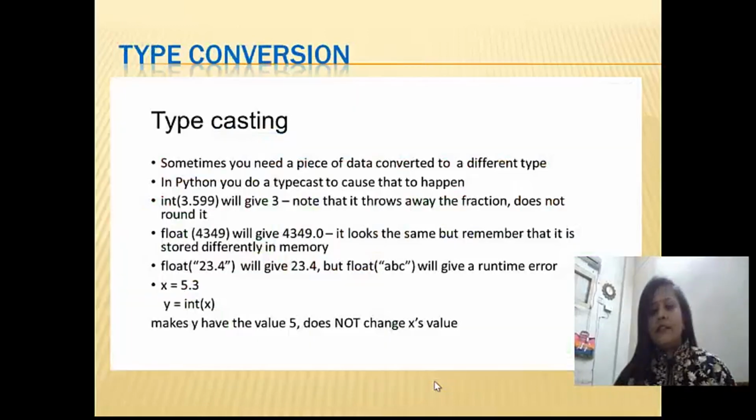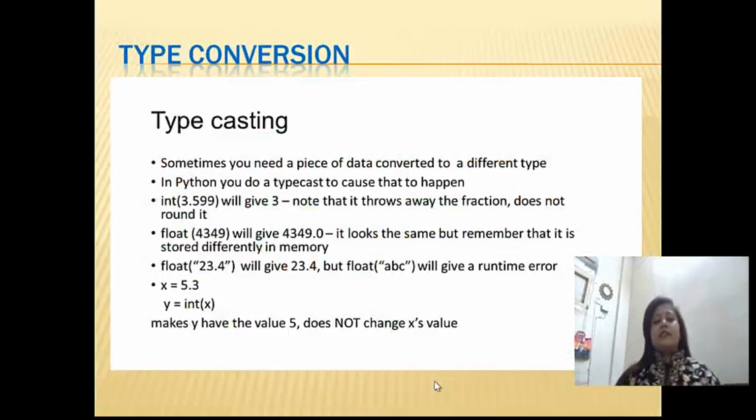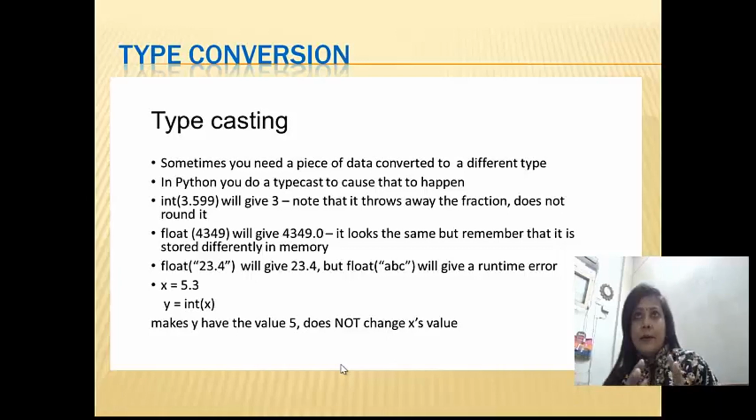Next is typecasting. Typecasting is very, very interesting. Sometimes in Python, we need to convert a floating value into an integer value, or an integer value into a float value. So typecasting is the concept where I want to convert one type of data into another type of data. Okay, so there are two types of casting. One is implicit typecasting, another is explicit typecasting.